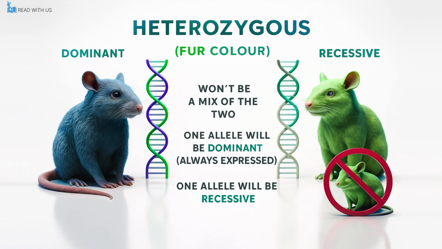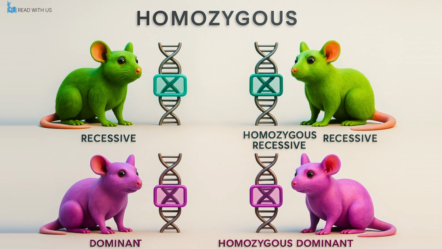In this example, if the purple allele is dominant and the green allele is recessive, then the mouse will appear purple even though it carries both alleles. In fact, the only way a green fur color would show is if the mouse had two copies of the green allele, making it homozygous recessive. The purple allele, by contrast, will always be expressed if present, whether the mouse is heterozygous or homozygous for purple fur.